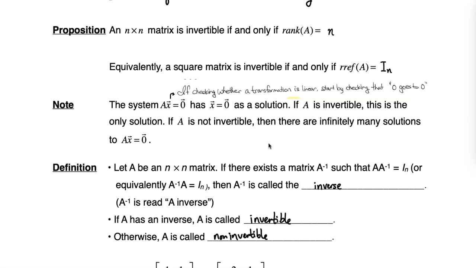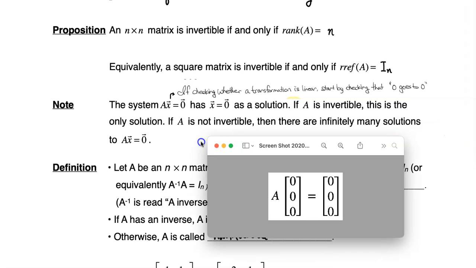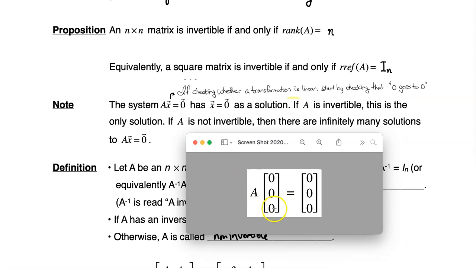The system ax equals 0 has x equals 0 as a solution. This is always the case. It's something that we need to realize. It's straightforward. Here's a simple example with a vector x that is 0, 0, 0. Whatever the matrix is, if we choose x equals 0, then we will always get an output of 0. So if we're trying to solve ax equals 0, then this is always a solution, of course.